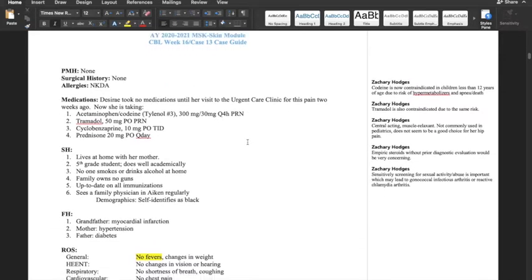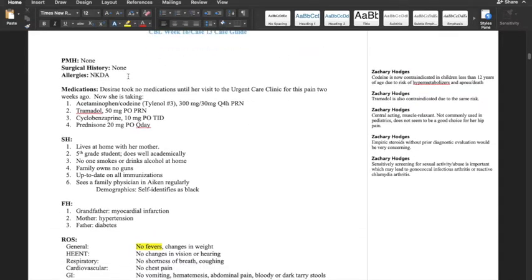So moving on to the past medical history, there's none. Surgical history, none. No allergies. Medications: she was seen in the urgent care 2 weeks ago, and she's taking acetaminophen with codeine, or Tylenol No. 3, every 4 hours as needed, tramadol, cyclobenzaprine, and prednisone.